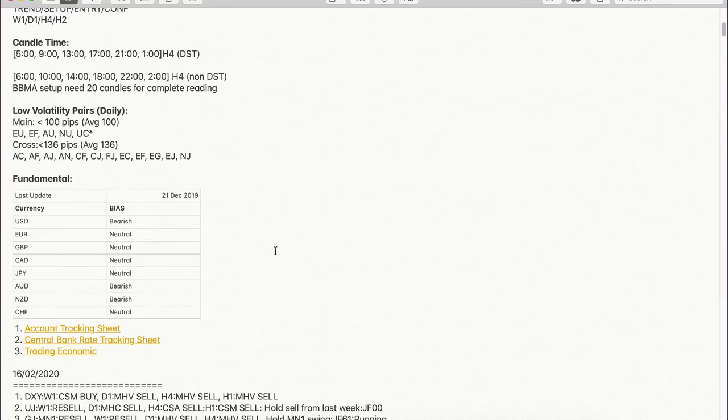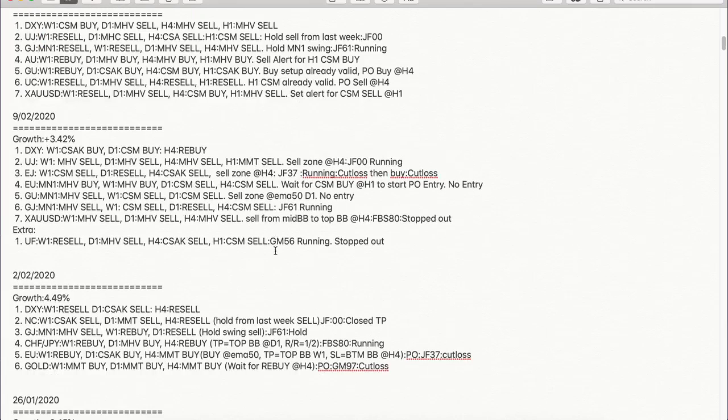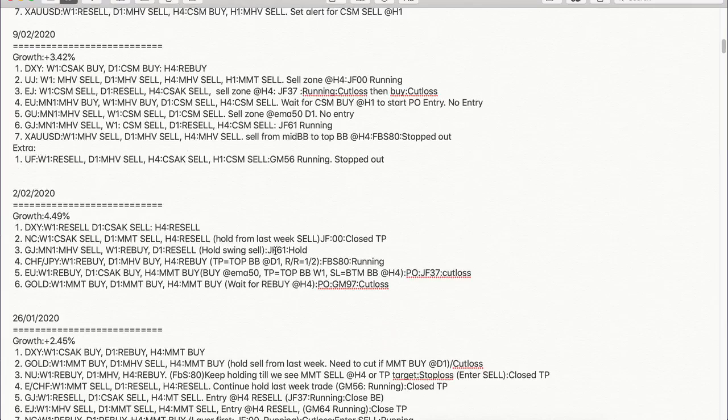Okay, so let's review last week's trades, 10 to 14 of February 2020. We have a total of 7 trades last week. The DXY we didn't trade, but we only see it as a trend direction. So for last week, our account growth is positive 3.42%.